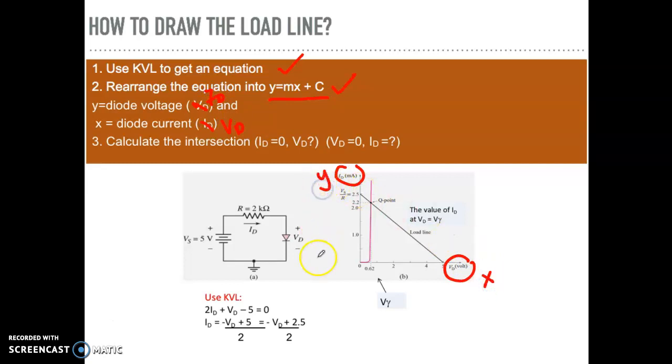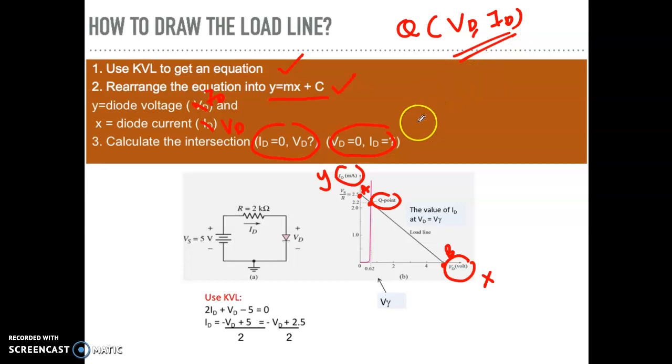So how can you get the intersection of the load line, this point A and this point B? You equate: what happens when y equals 0, and what happens when x equals 0. That's how you can get the load line. So why do we need this load line? Because the intersection between this line and the IV characteristic here is what we call the Q point. What is the Q point here? It is actually your VD and ID, the final answer that we would like to have.